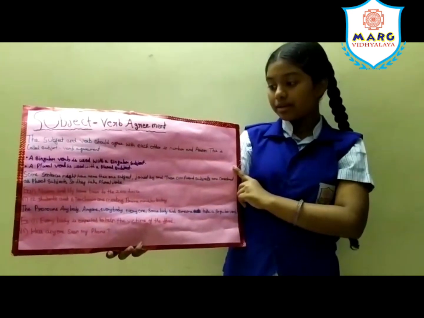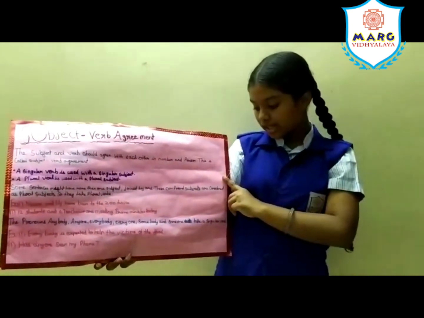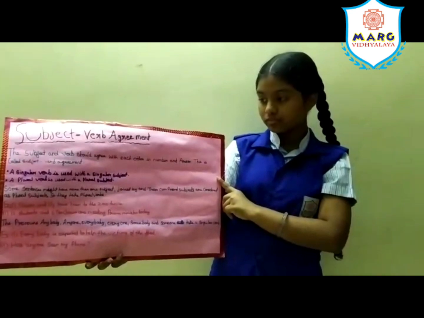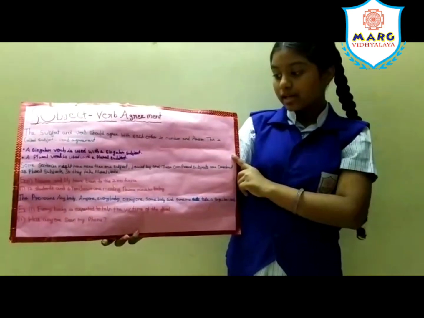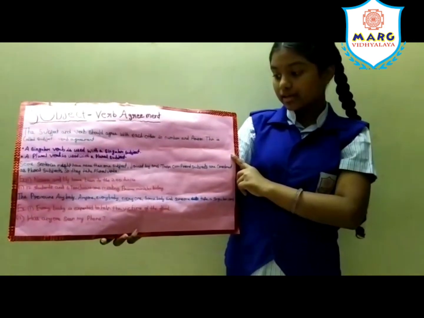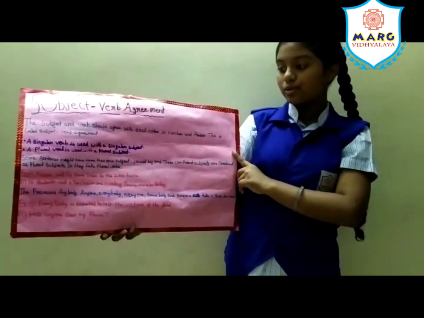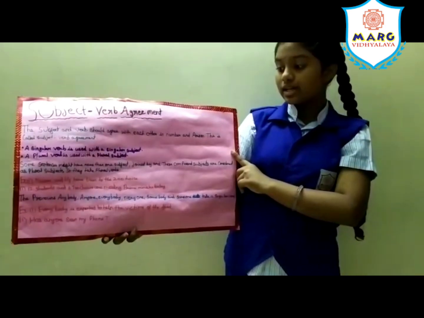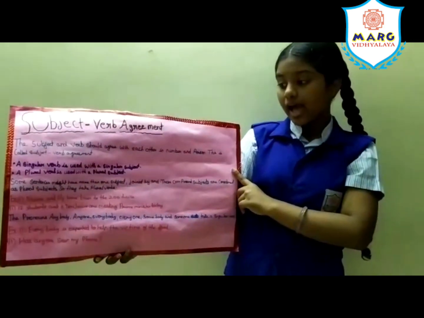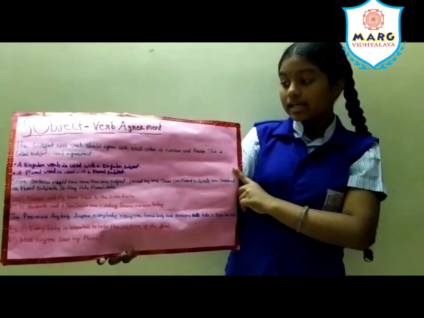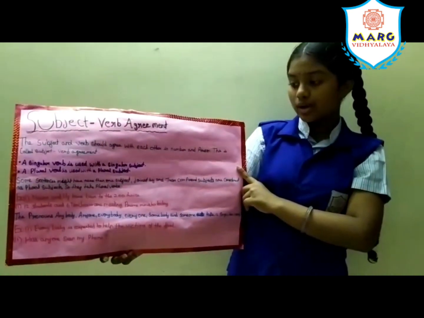The pronouns like anybody, anyone, everybody, everyone, somebody and someone take a singular verb. Examples: Everybody is expected to help the victims of the flood. Here, everybody is the singular subject and is is the singular verb. Second example: Has anyone seen my mobile? Here, anyone is the singular subject and has is the singular verb.